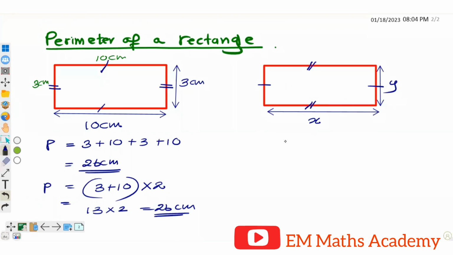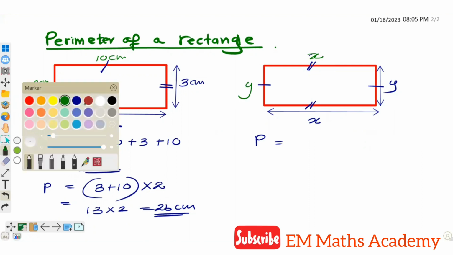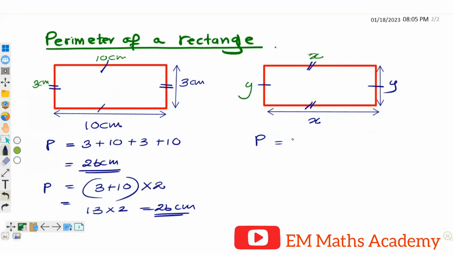Here, P. Now, we know that if this is x, the length of this side is also x. If this is y, this value is also y. So now we can add x plus y plus x plus y. Or you can write x plus x plus y plus y. It doesn't matter. Now here also we can add the like terms. There are 2 like terms. That means 2 x's, it is 2x. Here y plus y, it is 2y.